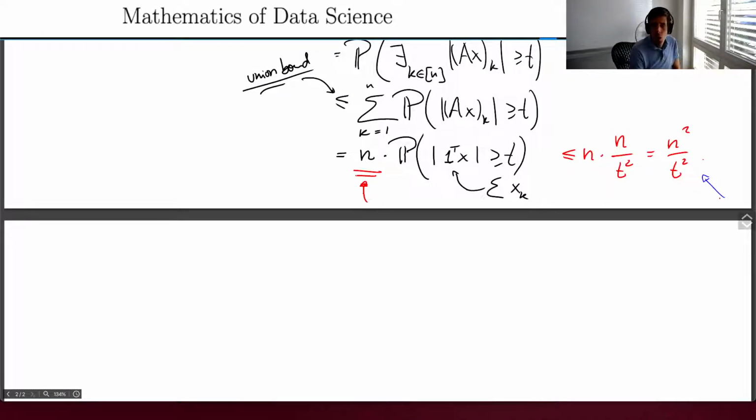Okay, so just now we saw that if we were to use Chebyshev to control the sum of independent random variables, in particular in this example where we take this matrix A and we try to control this infinity norm, this wasn't enough, right? It didn't give us anything interesting.